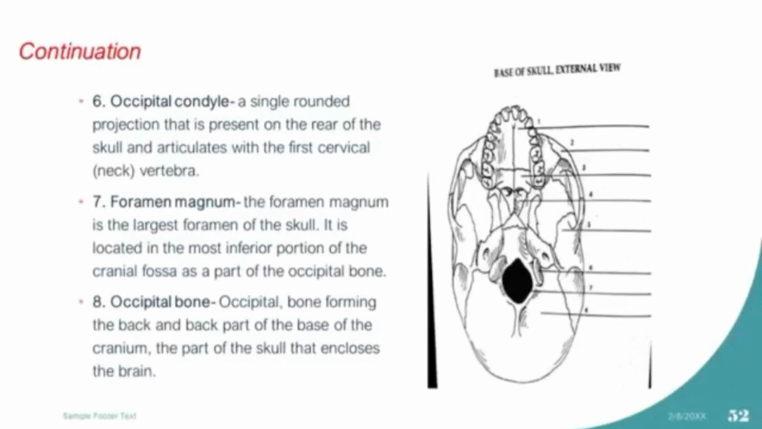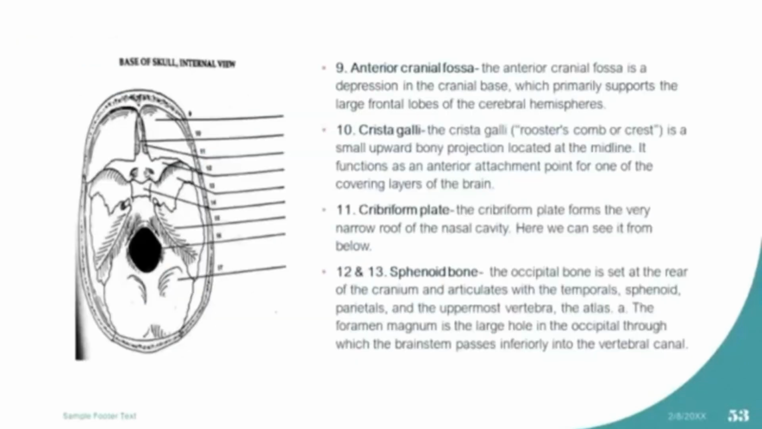Occipital bone. The occipital bone forms the back and back part of the base of the cranium, the part of the skull that encloses the brain. 9. Anterior cranial fossa. The anterior cranial fossa is the depression in the cranial base which primarily supports the large frontal lobes of the cerebral hemispheres.